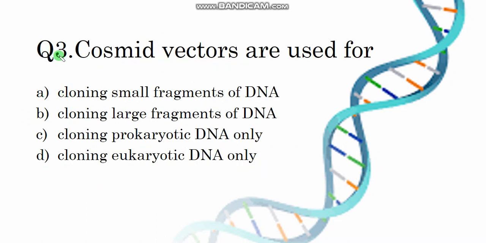Coming to question number 3. Cosmid vectors are used for: option A, cloning small fragments of DNA; option B, cloning large fragments of DNA; option C, cloning prokaryotic DNA only; option D, cloning eukaryotic DNA only. Here cosmid vectors are used for cloning of large fragments of DNA.